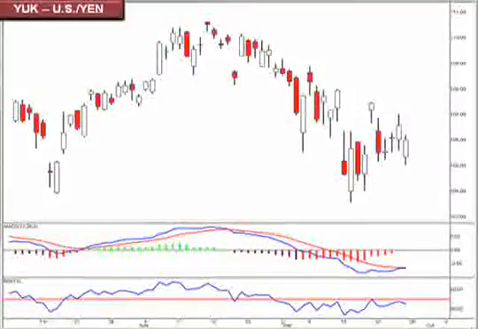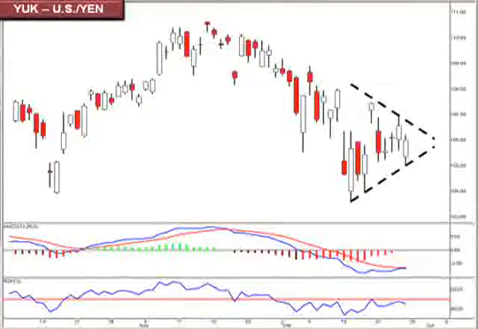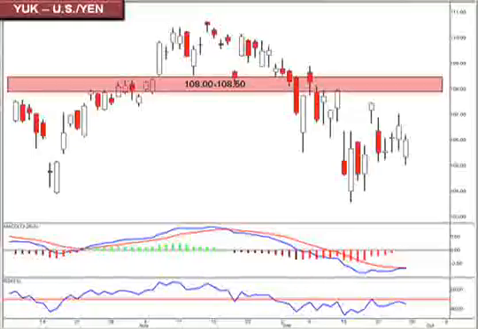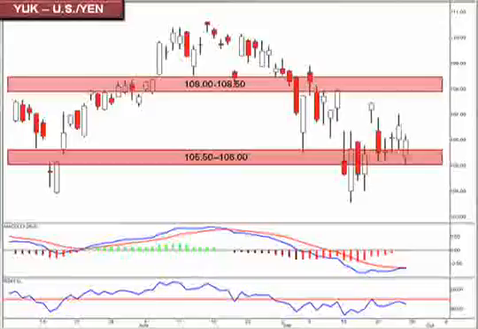Now, our YUK, our US versus the Japanese yen, seems to be fraught with indecision as we appear to be forming a sideways triangle. Last week, we suggested that the 108 to the 108.5 was the likely target as prices continue to move towards the upside. However, we did see quite quickly prices turn back around. If we look closely here, we seem to be finding some support in at that 105.5 to the 106 focal zone that we've identified here.